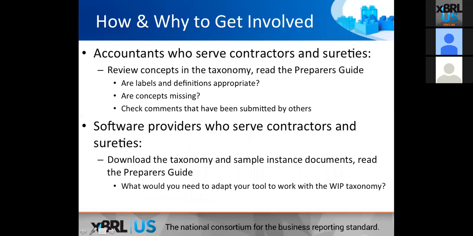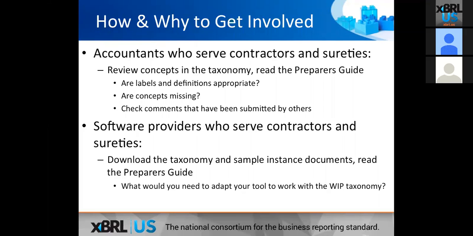Again, accountants are critical too, because you're one of the translators in between the contractor and the sureties and other creditors that are out there. So again, we need y'all to do the same thing. Software providers, we need you to look at the taxonomy and the sample instance documents. Is there something that, again, needs clarification, needs to be improved or changed to make it better or more understandable? So that's what we need.